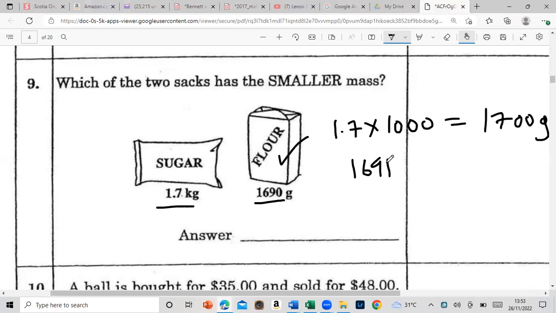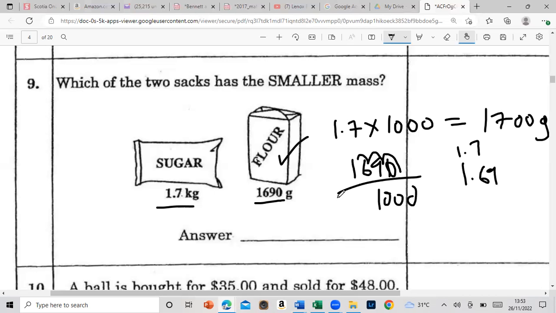We would divide by 1,000. So the decimal point is here, so we say 1, 2, 3. So that would be 1.69. So 1.7 is greater, right? So the flour would be the lighter one.